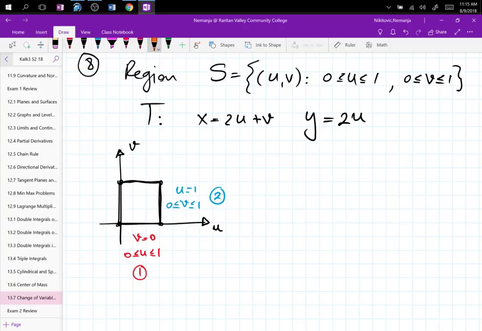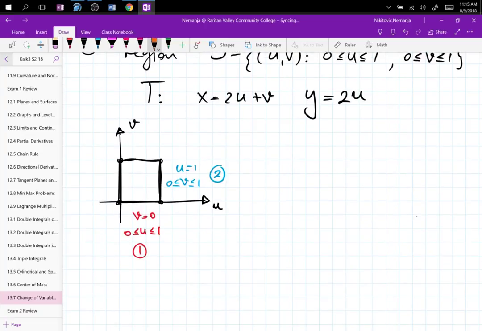Line number 3, orange. This is definitely v equals 1, right? So we have v equals 1, and u is trapped between 0 and 1, which is what is cutting v equals 1 to the proper length. That's 3. And let's go green for number 4. This is u equals 0, a vertical line u equals 0, and then we have v, which is trapped between 0 and 1. So these are the 4 equations because we have 4 line segments.